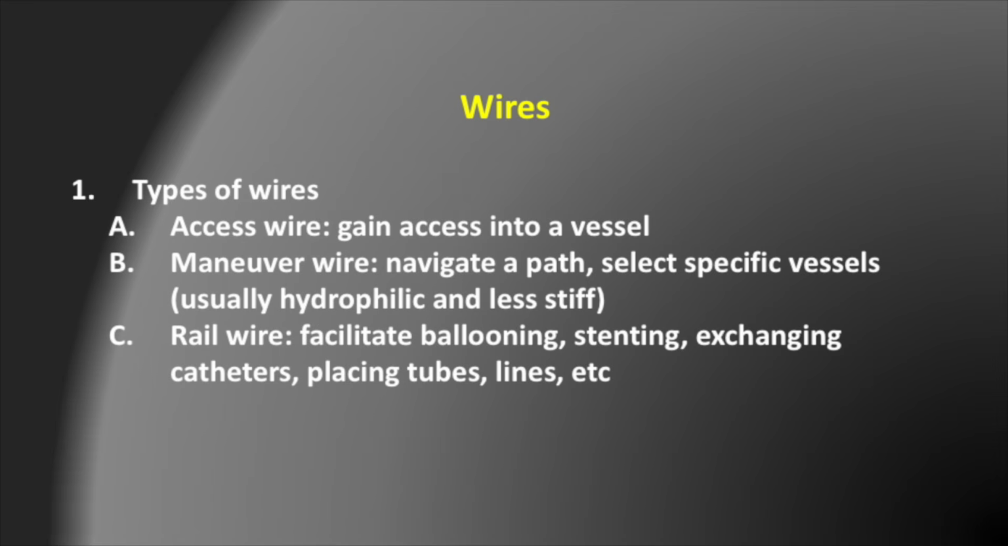Additionally, wires can be divided into 3 different types for general discussion. One type of wire is an access wire, which is typically a wire that is used to gain access into a vessel. A second type of wire is a maneuver wire, and these wires are typically used to navigate a path or select specific vessels. These are typically hydrophilic and less stiff. A third type of wire is a rail wire, and this can be used to facilitate ballooning, stenting, exchanging various catheters, or placing materials such as tubes or lines.